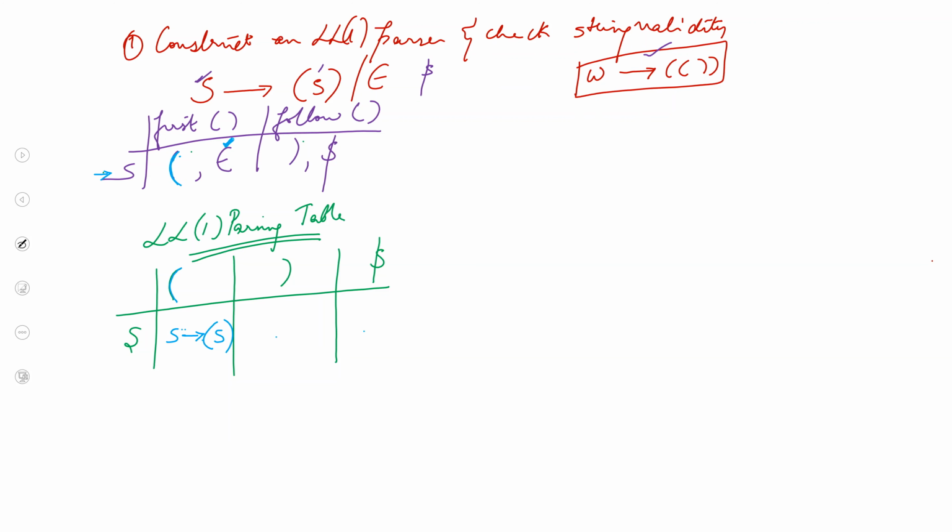So, if you have an epsilon in the first, what all do you have in the follow? In the follow, I have a closing, and I even have a dollar. Okay, so if you have an epsilon in the first, look what you have in the follow. You have a closing and a dollar, and under the corresponding portions of the closing and the dollar, write the epsilon portion of the production, which means you will write S epsilon over here, and even here you will write S epsilon.